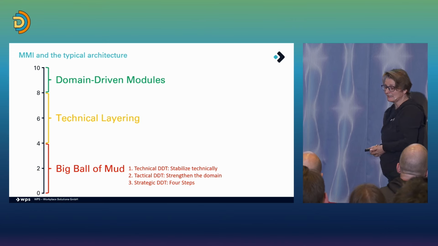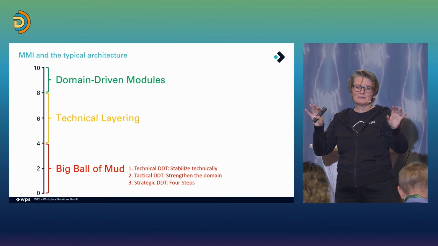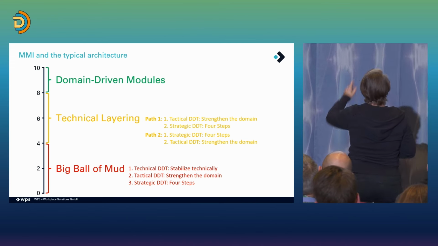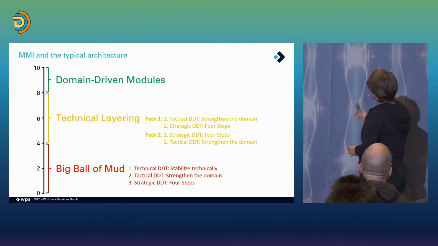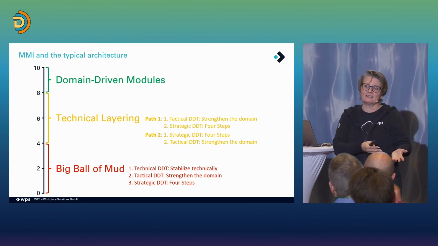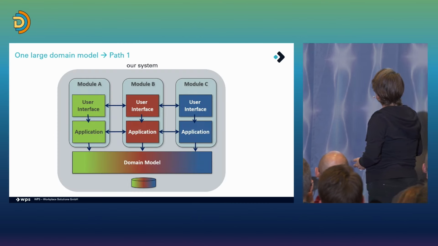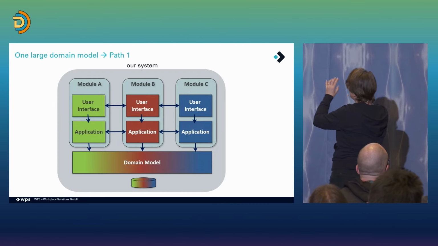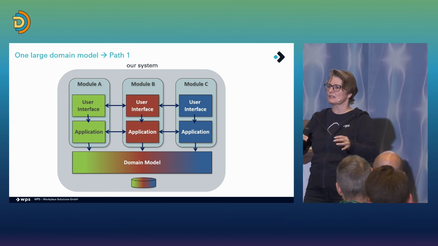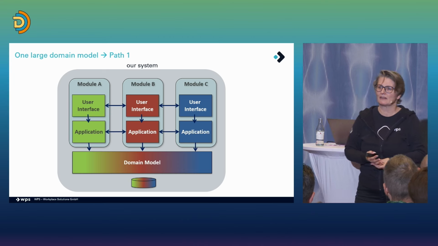For technical layering, we have seen that there are different types of architecture, and we have decided to have 2 paths. So in path 1, we start again with strengthening the domain, and then we do the 4 steps. And in path 3, it's the other way around. And I will show you which kind of architecture needs which path to go. So if your system looks like this, and the point is the large domain model at the bottom. So if your whole system is created on top of one domain model, then you have to go path 1. You have to start with strengthening your domain.